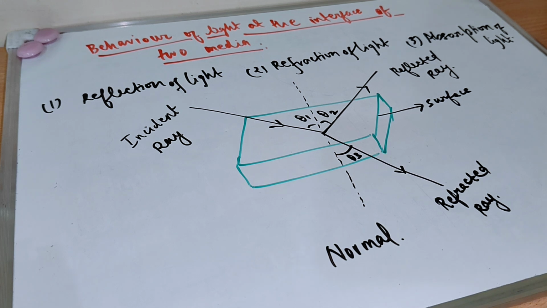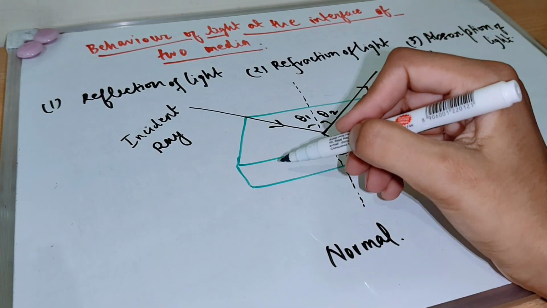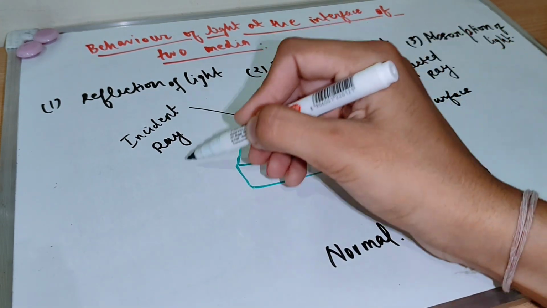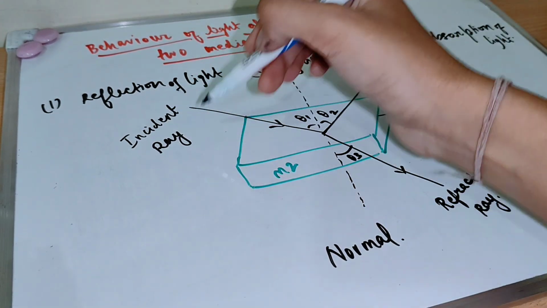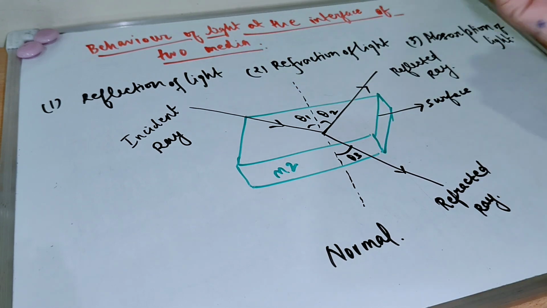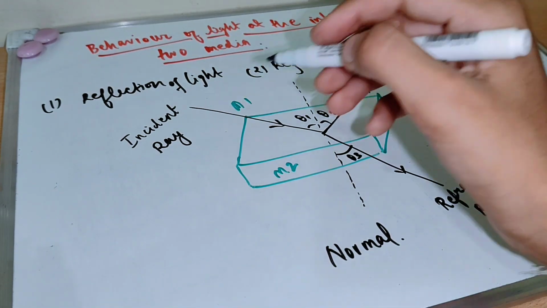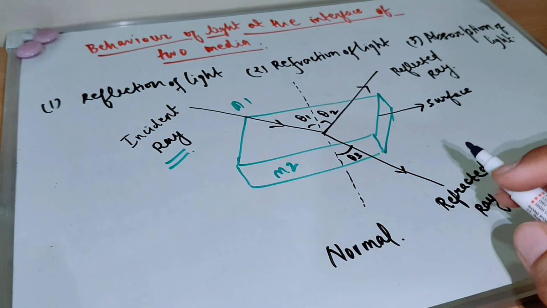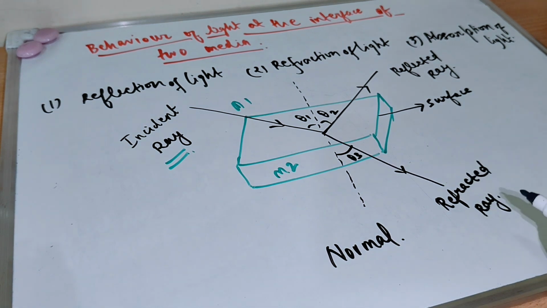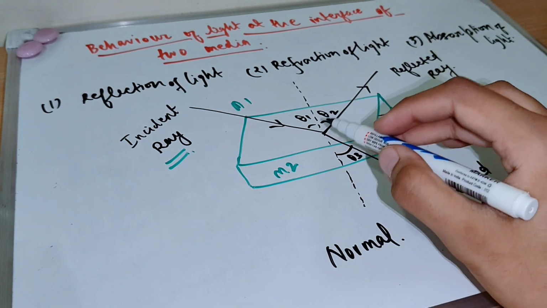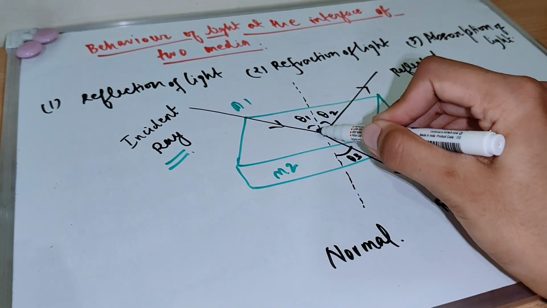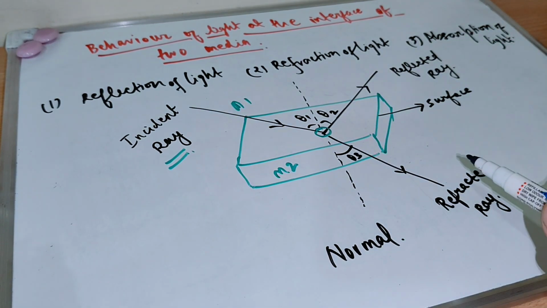So here I have drawn a diagram. Let's say that this green portion is medium 2 and the outer area, the air from which this incident ray is coming, is medium 1. Now the ray that is coming is known as the incident ray. Now the first thing that you do when you see an incident ray is see where it is landing. So this is the surface at which it is landing.